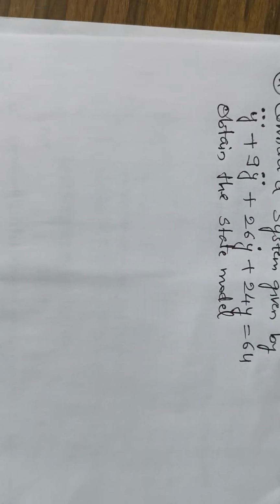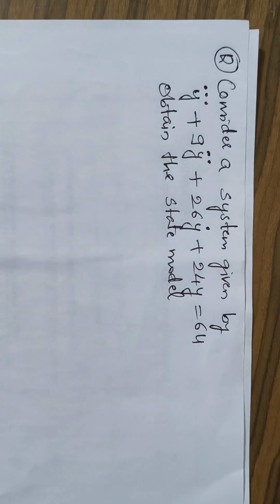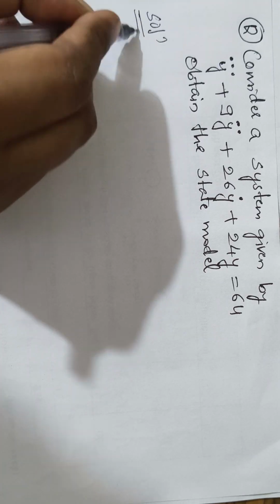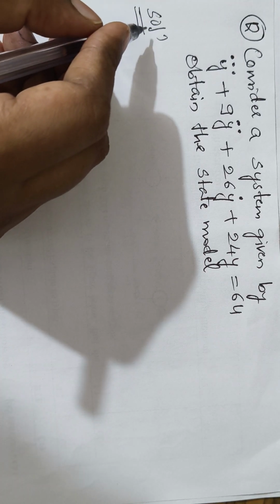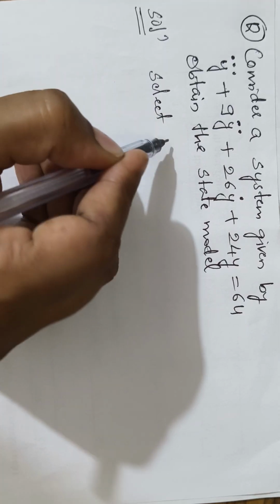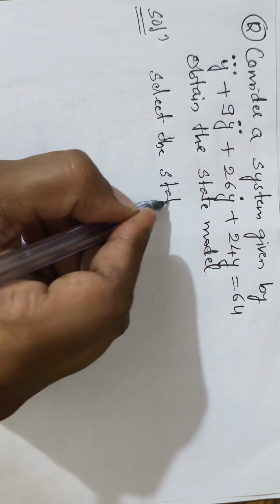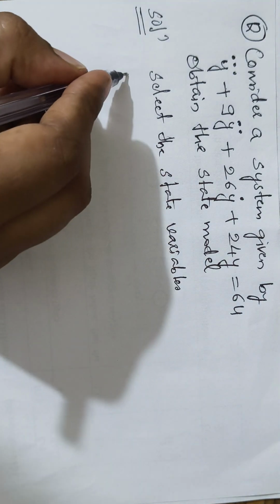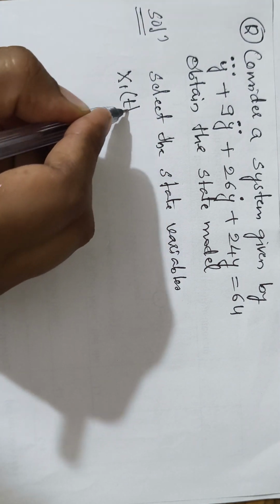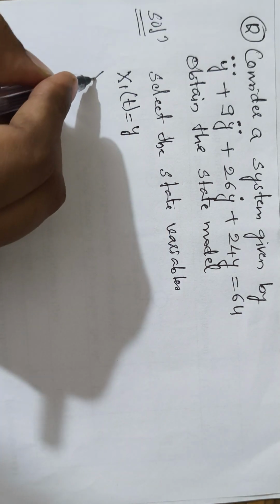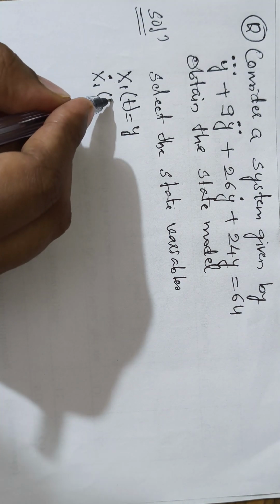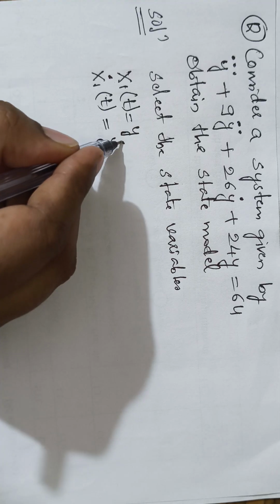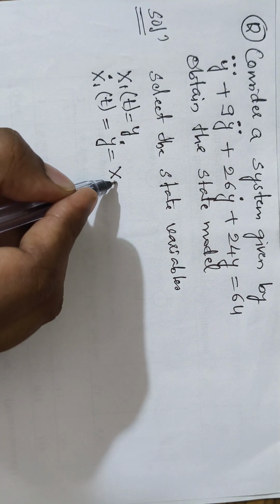Now we will solve this problem. The first step in this problem is to select the state variables. So we'll select x1 of t is equal to y. Next, x1 dot of t, or you can just write it as x1 dot, is equal to y dot, that is equal to x2.